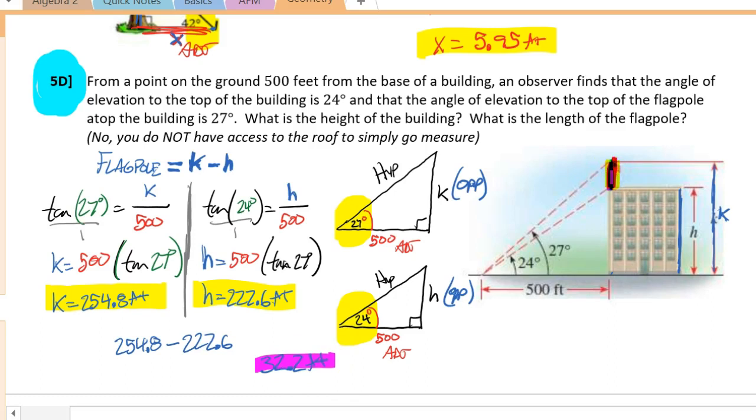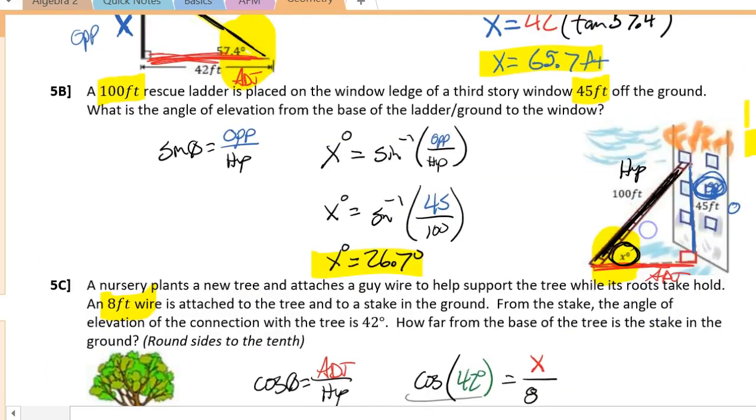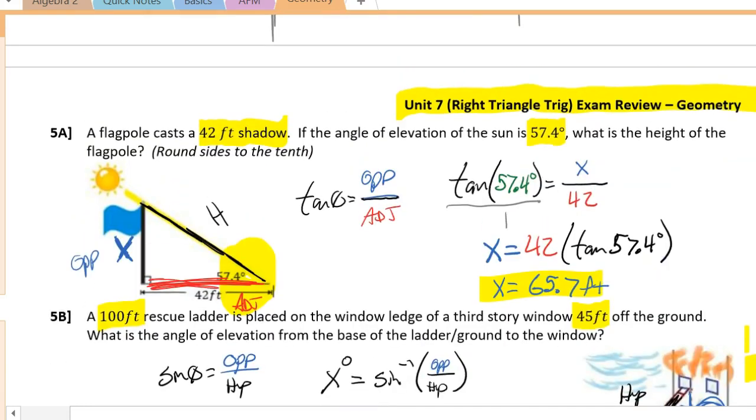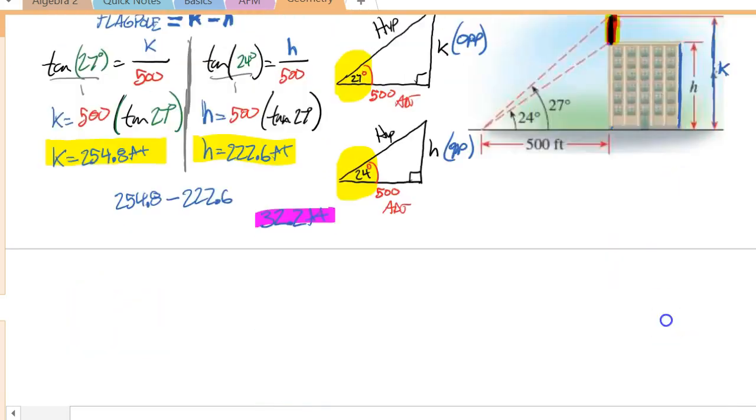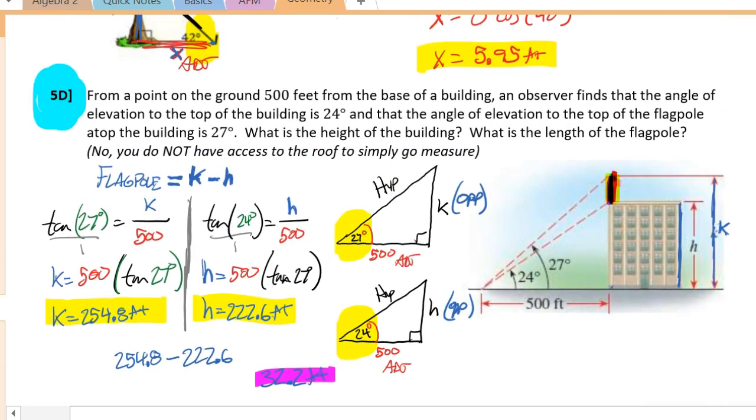Okay, so this problem basically was two trig problems in one, and we had to do something with both of our results, versus these earlier problems where we're just setting up a trig ratio or inverse trig ratio and getting an answer. Here we went one step further and actually had to do something with the answers. In this case, in order to find the height of the flagpole, we subtracted the two values.